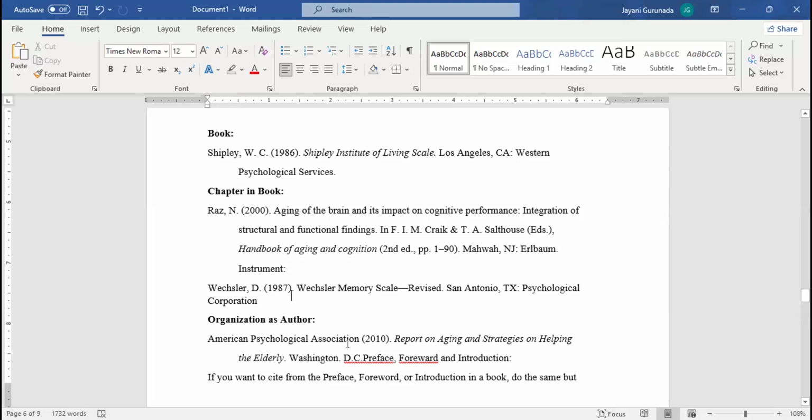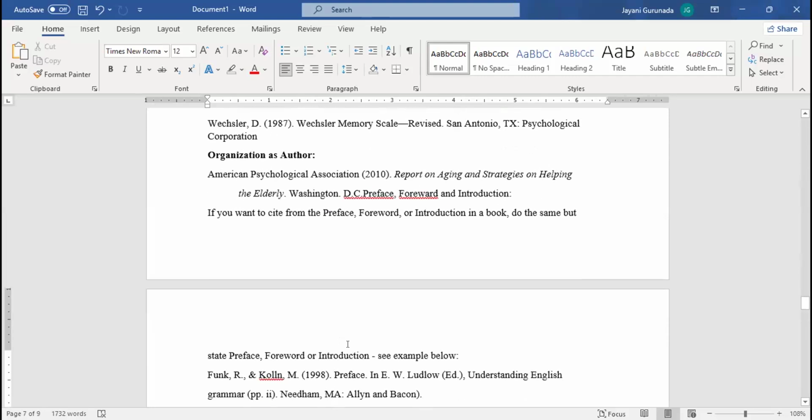If it is an organization, it was not written by an individual author, it is an organization, right? Look at here. Instead of an author, we put the organization: American Psychological Association, 2010, report on aging and strategies on helping the elderly. So this is the report that we utilize. The place of the press is Washington DC. Preface, foreword and introduction.